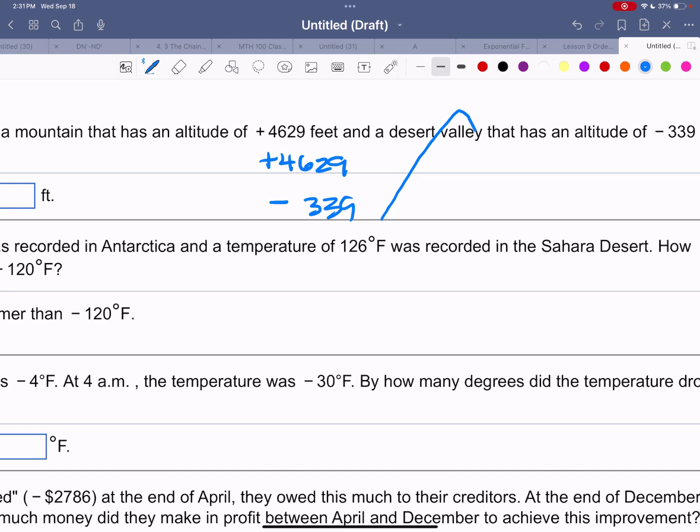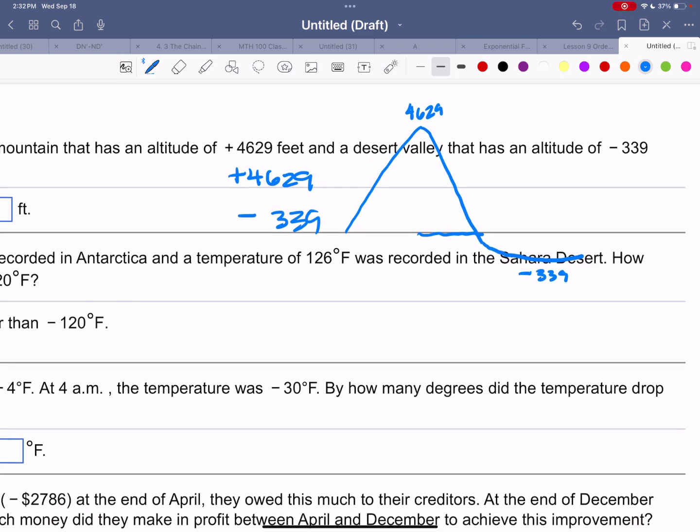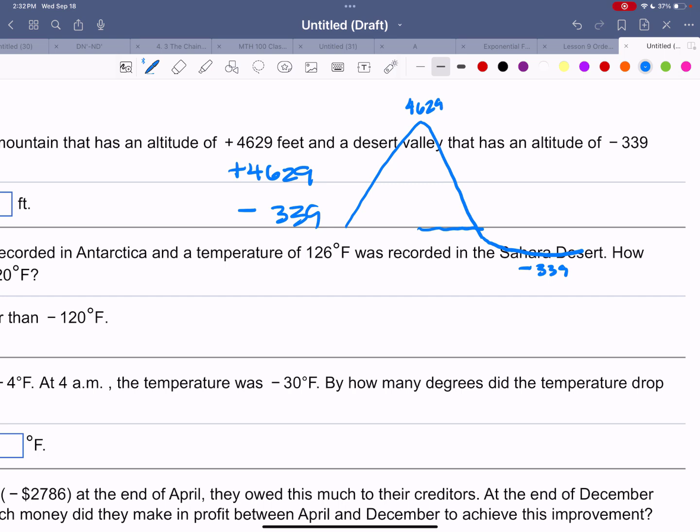Here's our mountain way up here. I'm just going to draw it. 4629. Here's our sea level, right? And then our valley, it's not really, the sea's not there, but it's below sea level. So that's basically where our number line is down here at negative 339. So what they want to know is the total difference from 4629 and minus 339.